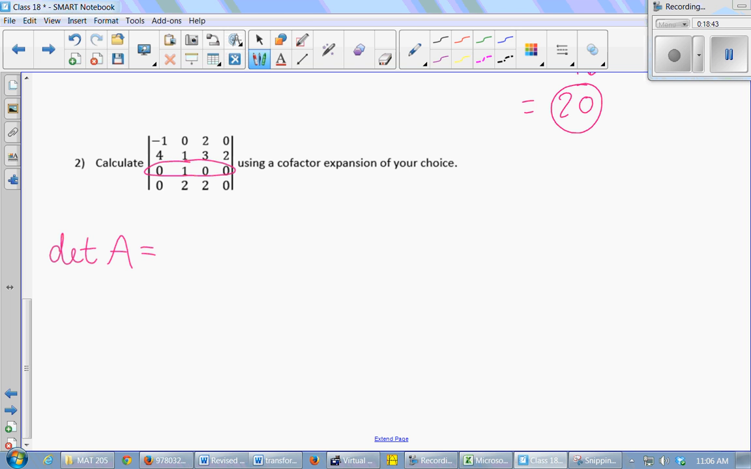So my first entry is a 0. I don't even care what the submatrix is. I'm not even going to bother trying to figure it out because I'm going to do 0 times whatever that determinant is will be 0. Plus 1 times the submatrix that I get when I eliminate the column and the row that contain that 1. So that submatrix is negative 1, 4, 0, 2, 3, 2, and 0, 2, 0.